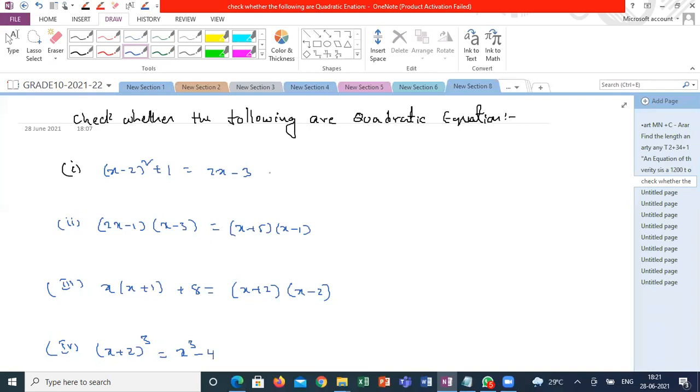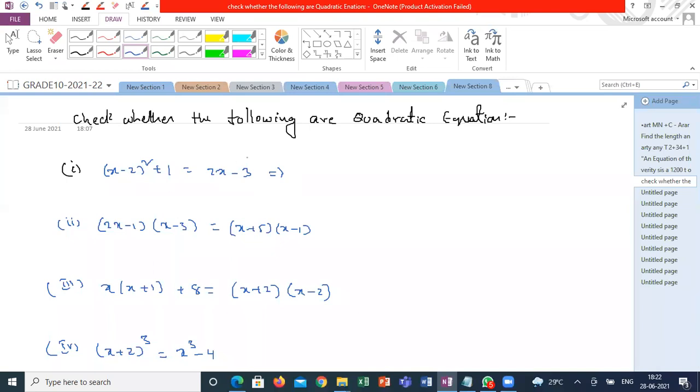I need the simplest form of the first equation. The simplest form means you have to expand and bring everything in order: square term, power 1, constant. Can anyone do the simplest form of the first expression? Then only can I say whether it is quadratic or not. By seeing the expression, I can't say. Expand and simplify. What is the simplest form of the first equation?